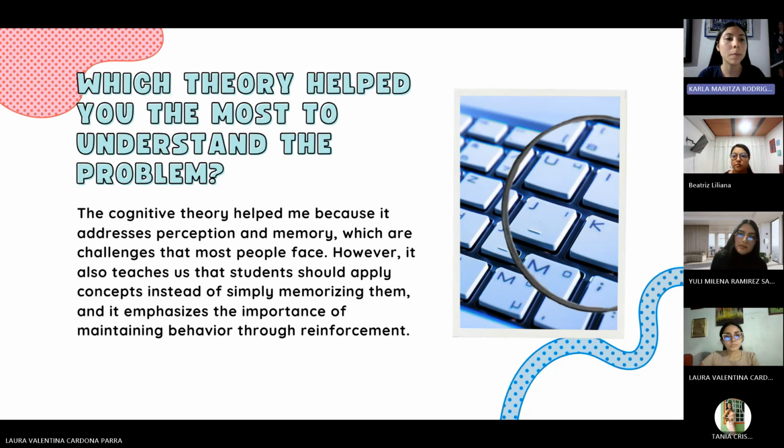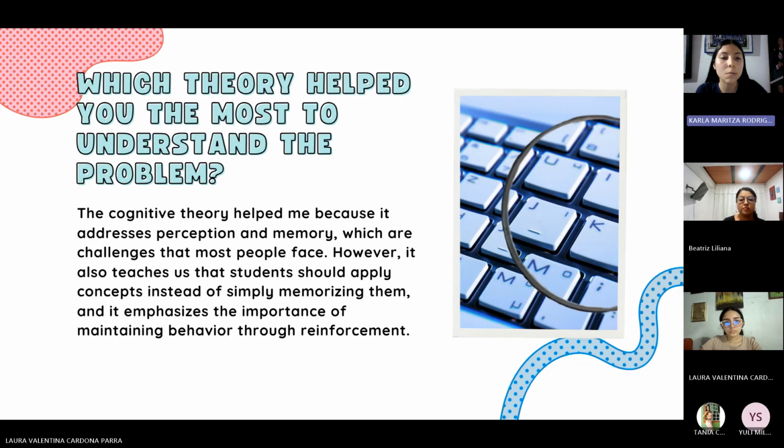Which theory helped you most to understand the problem? The cognitive theory helped us because it explains how we learn through perception and memory. It also teaches us that it's more important to understand and apply what we learn rather than just memorize it. And it highlights that reinforcement and motivation are key to keeping meaningful learning.